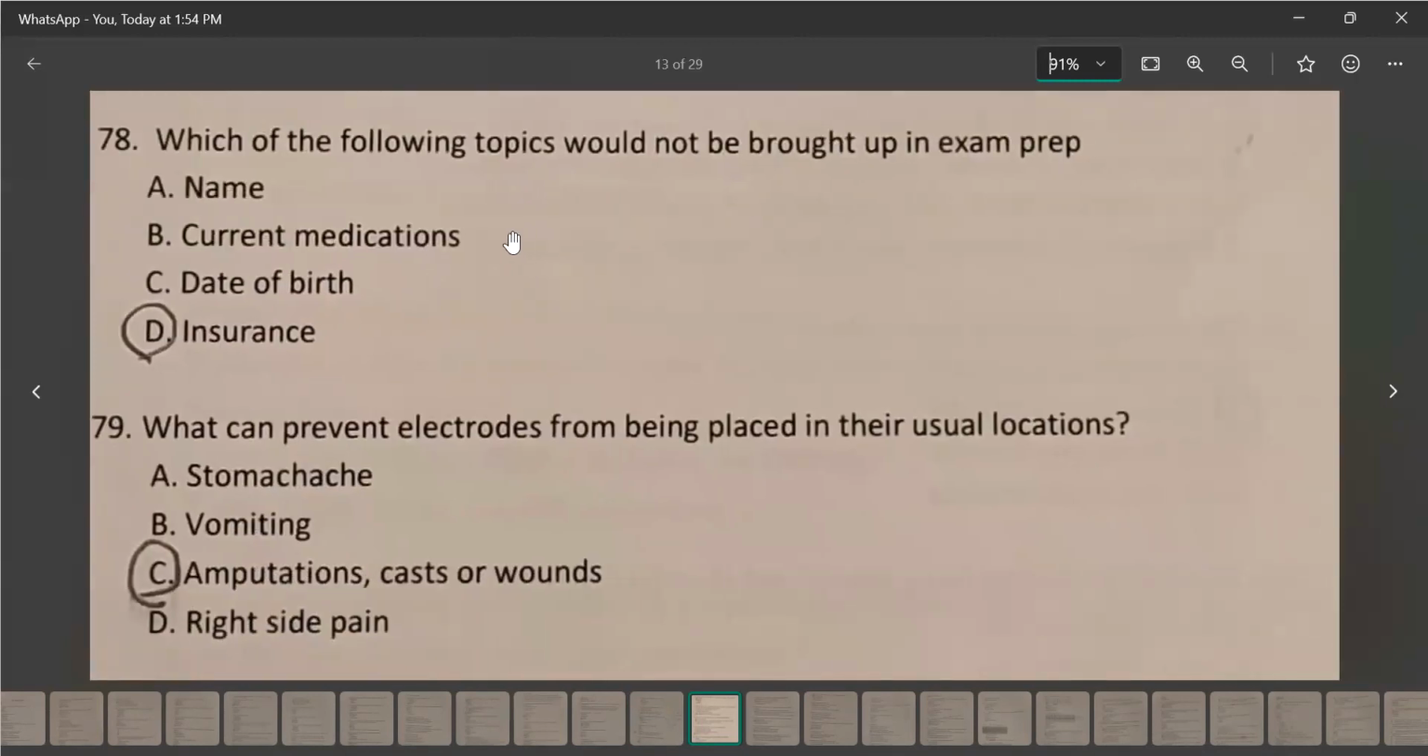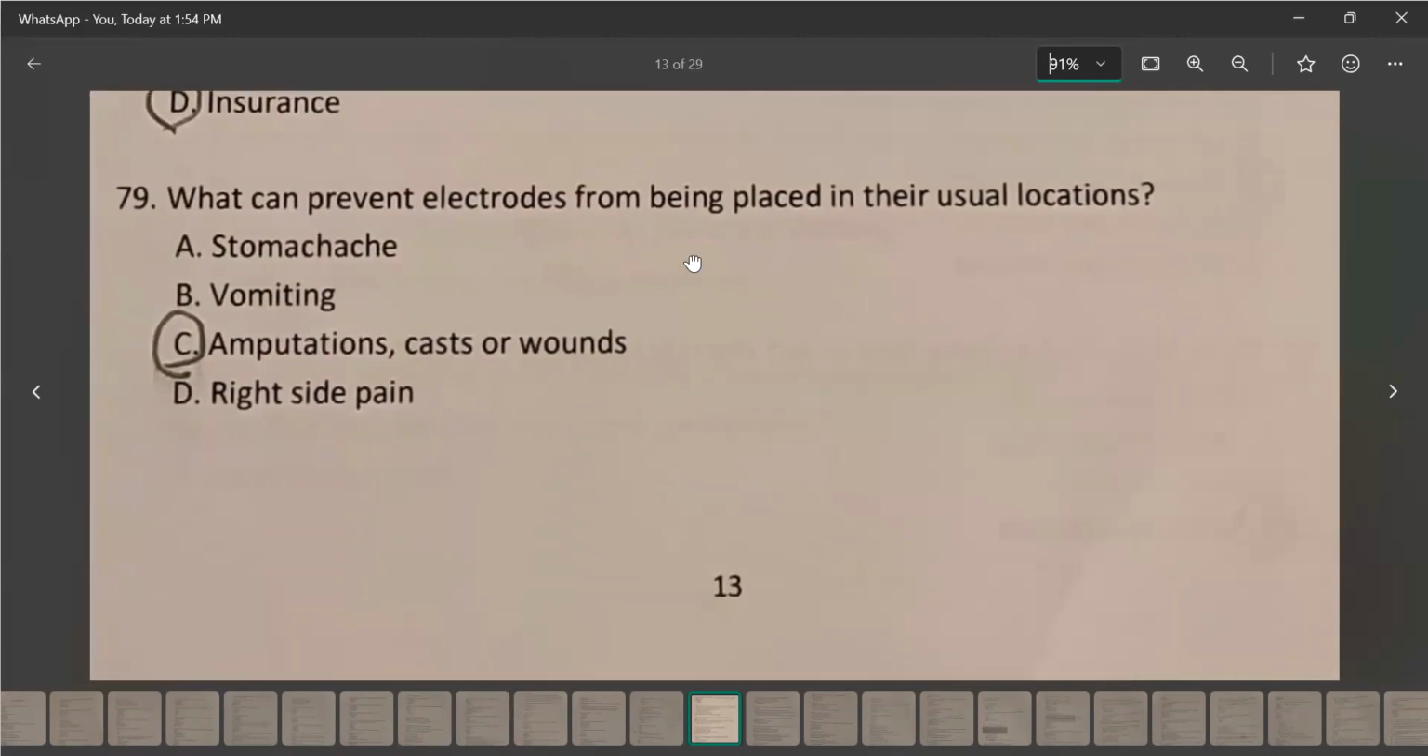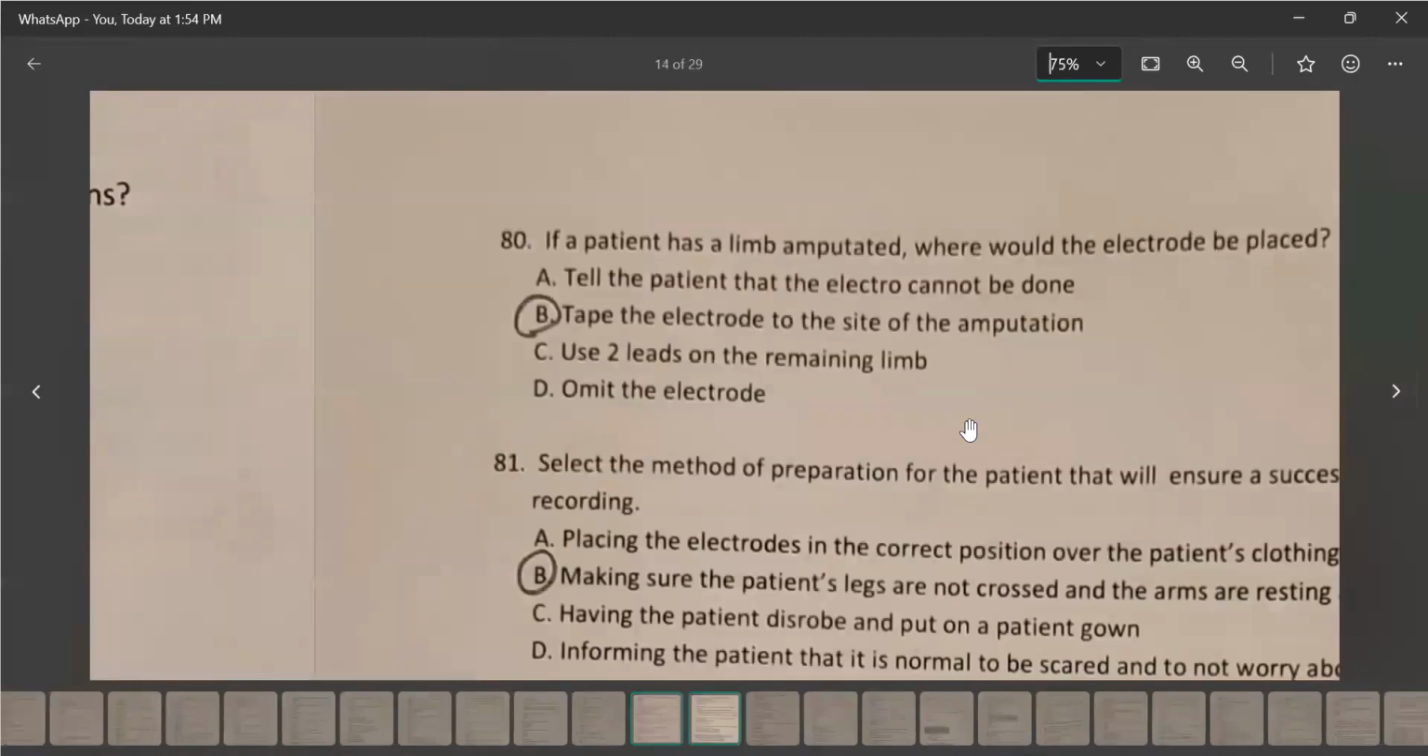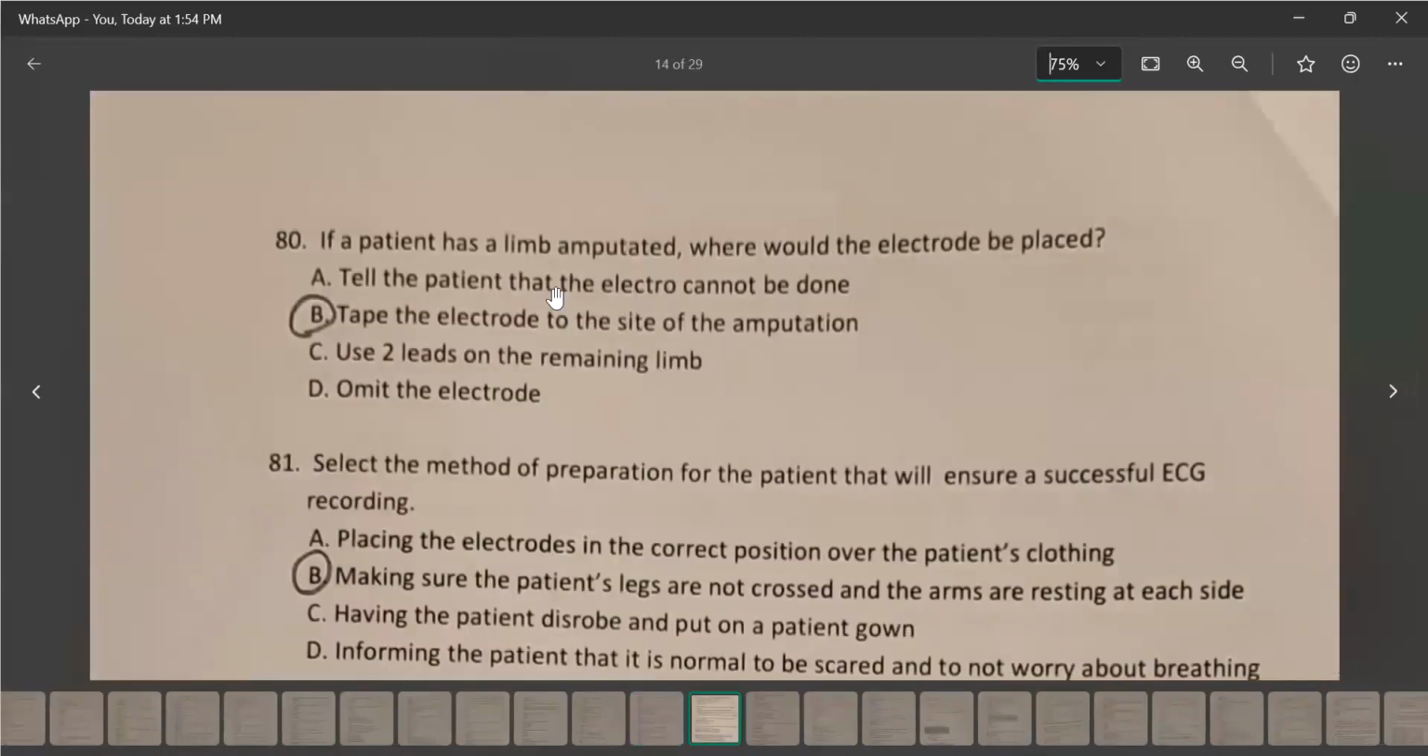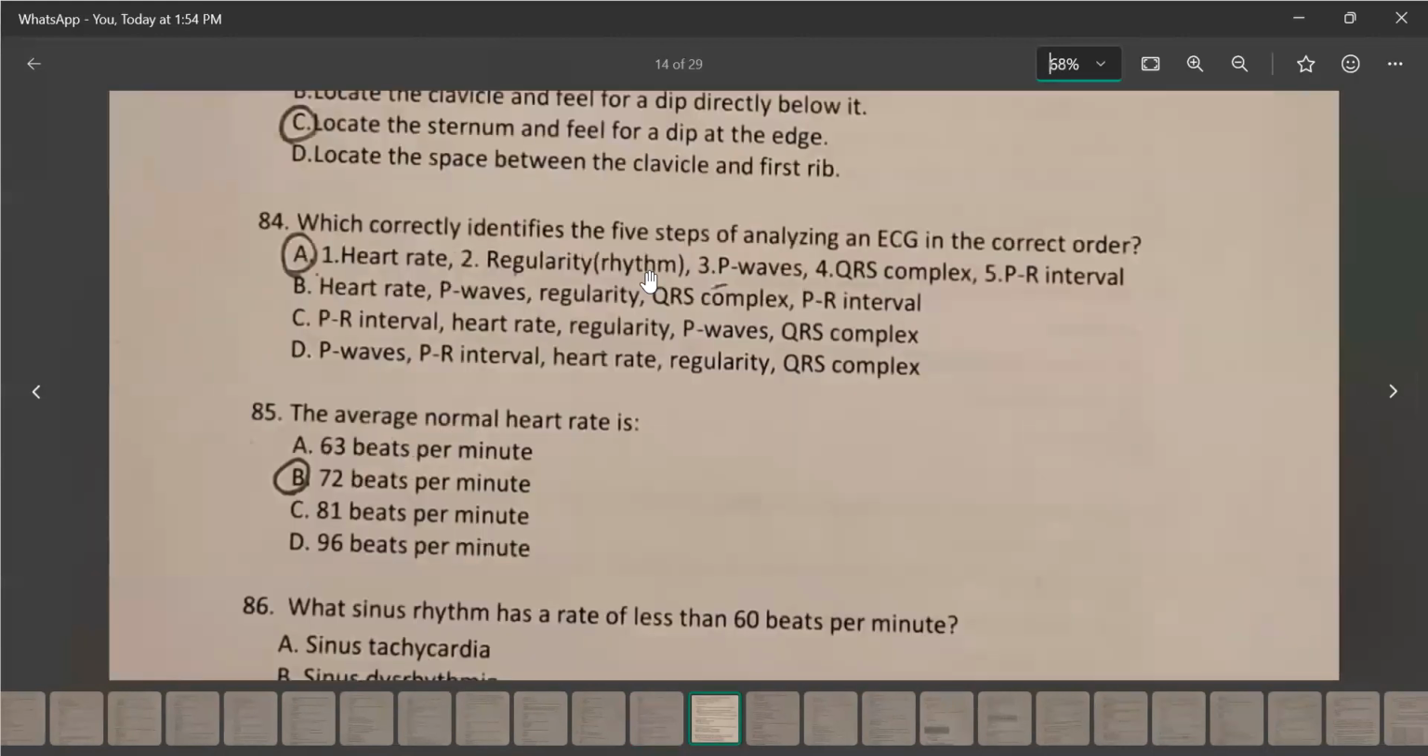Which of the following topics should not be brought up in exam prep? Insurance. What can prevent electrodes from being placed in their usual locations? Amputations, casts, or wounds. If a patient has a limb amputated, where would the electrode be placed? Tape the electrode to the site of the amputation.